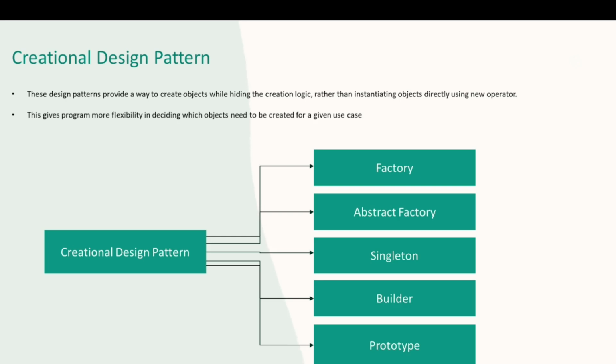These are the five design patterns we have in creational design patterns: factory, abstract factory, singleton, builder, and prototype. In our video, we will go through two design patterns from each category. So in creational design patterns, let us go through the singleton and factory design patterns.